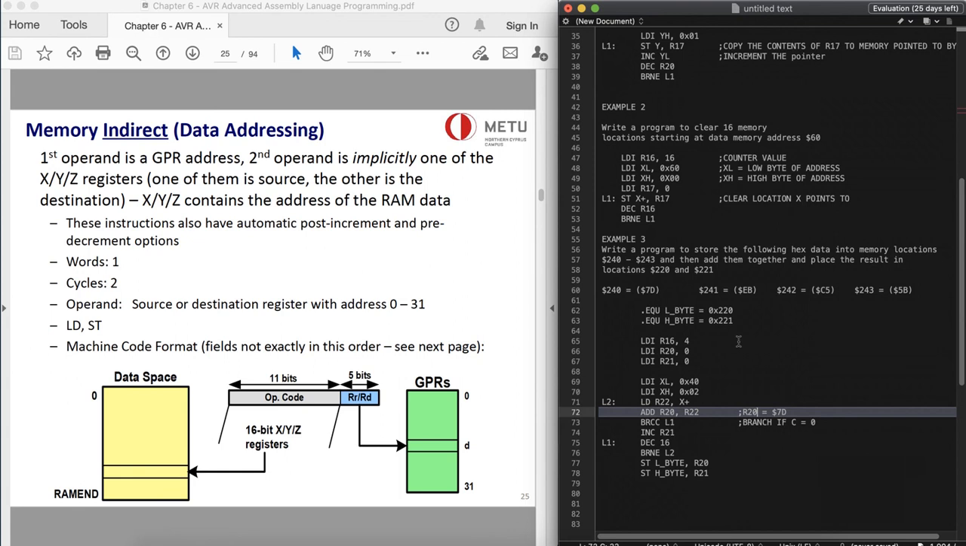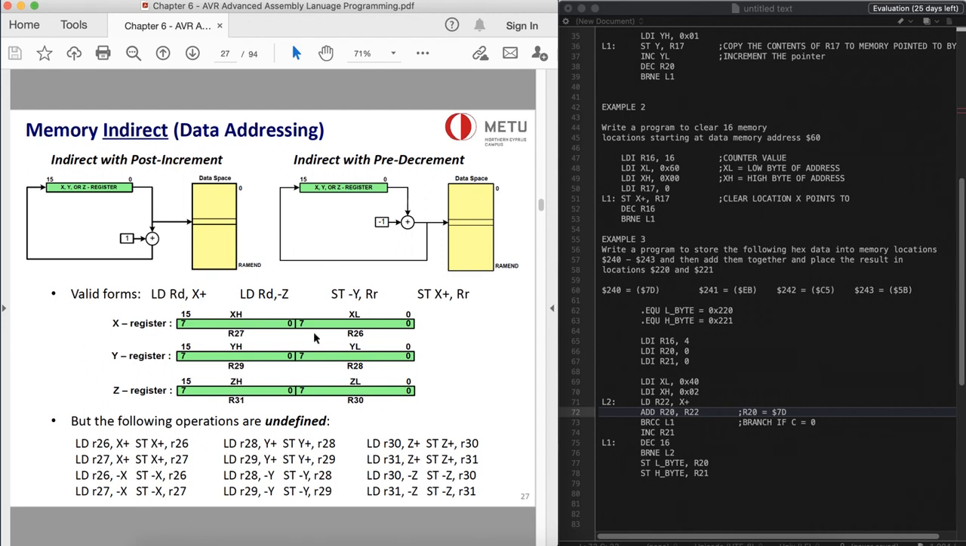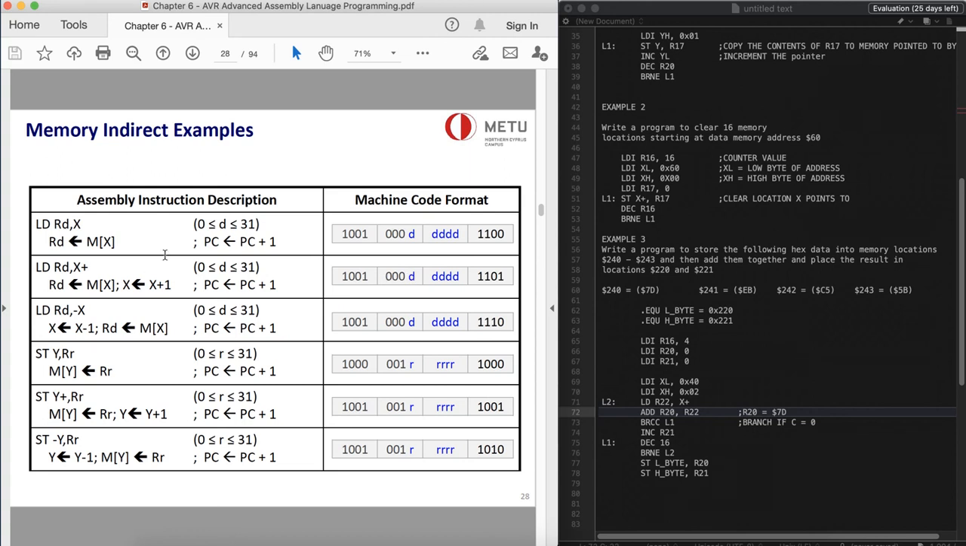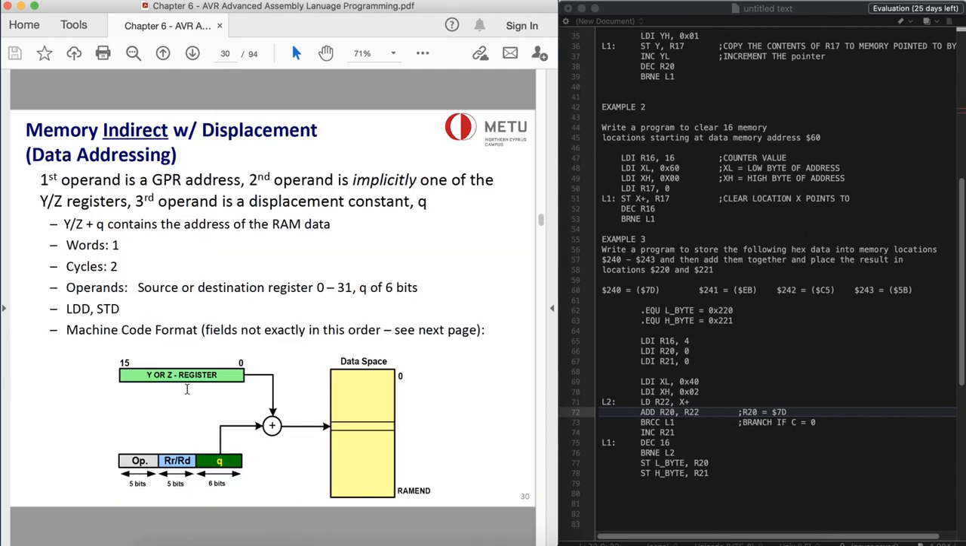Right, so there is another method which we use. You can find these details in the slides as well that we already covered. So these are the instructions, memory indirect examples. So load RDX. If you want to use post increment or pre-decrement, you can see the opcodes over here. There's a little bit of difference in the opcodes, but there are similarities as well. So you can find these instructions in the datasheet as well.